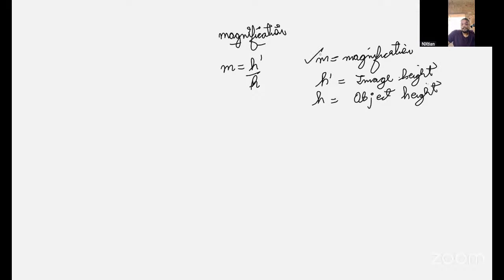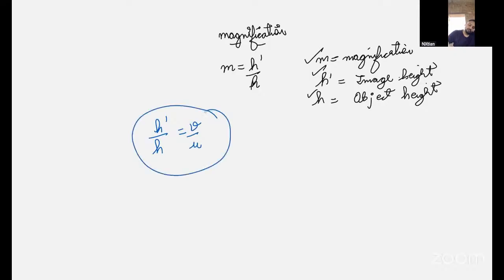But there is one more formula which is important. h dash upon h. Now, what is the formula in the mirror formula? It is minus v by u. In this, it will be v by u, where v stands for image distance and u stands for object distance.